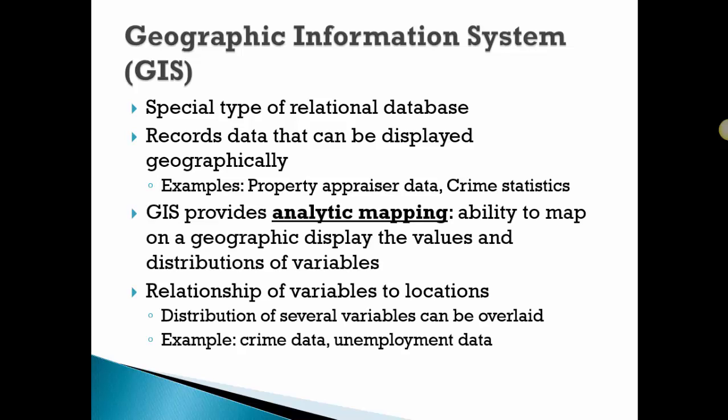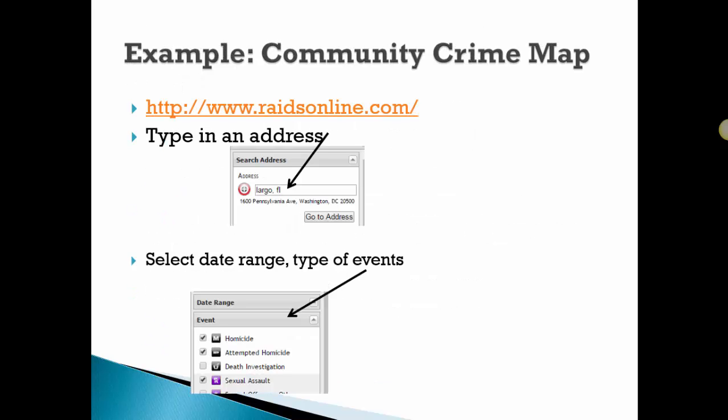And the relationship of the variables to locations can be seen. So for instance, we could overlay crime data with unemployment data and then visually see the relationship. Those regions with high unemployment might be expected to have higher crime rates.